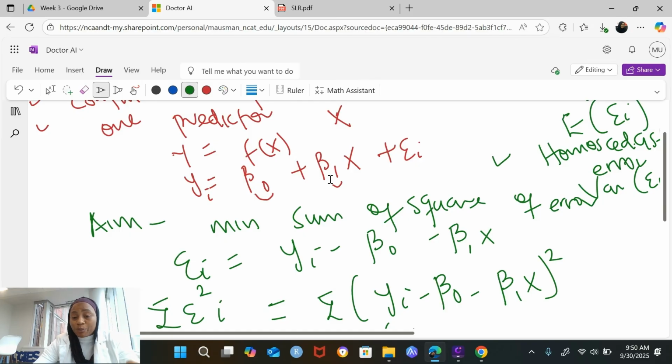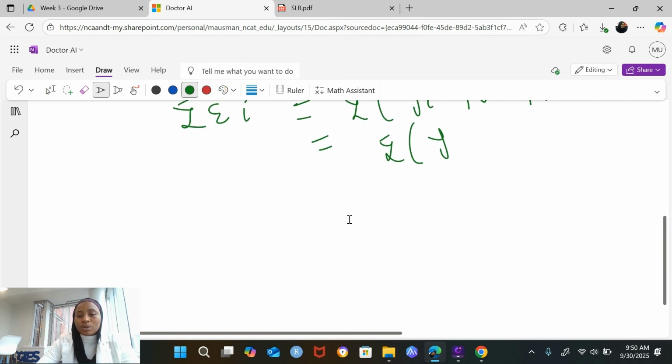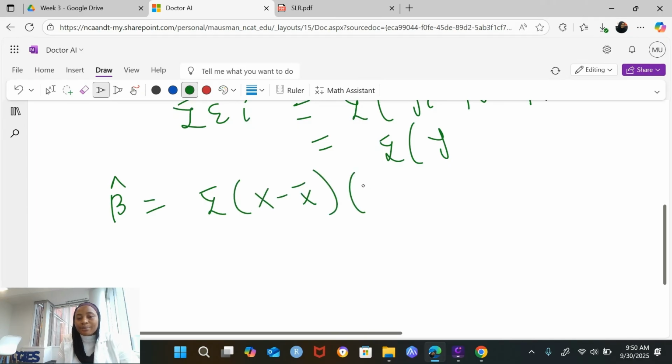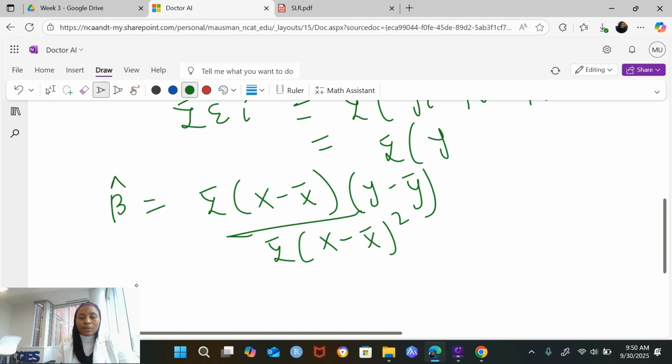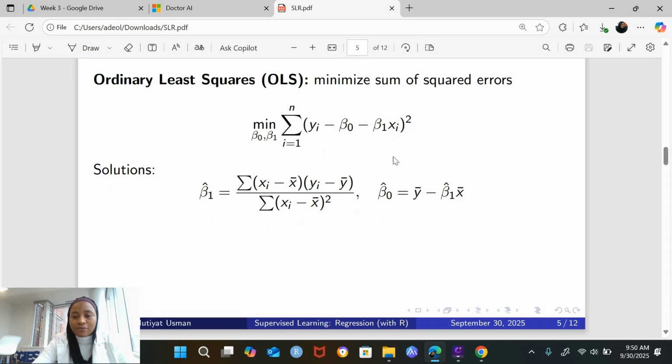Okay, maybe I'm going to make a separate video just to prove it, and then we can attach it as part of our video. So at the end of the day, we are trying to say that when we minimize our sum of squares, we're going to have our beta hat 1 to be the summation of (x minus bar x) times (y minus bar y) over the summation of (x minus bar x) whole squared. Okay, so this is going to be our beta 1, and then our beta naught is going to be bar y minus beta hat 1 bar x.